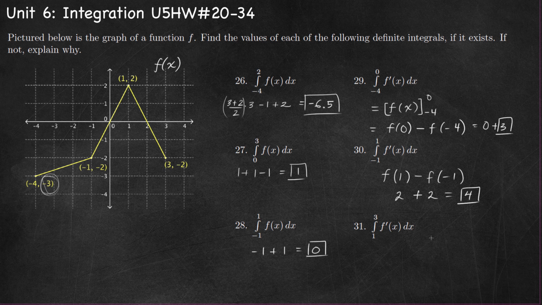And 31, we're integrating f prime on the interval from 1 to 3. So we get f evaluated from 1 to 3. So f of 3 minus f of 1. F of 3 is -2. F of 1 is 2. So here we get -4.